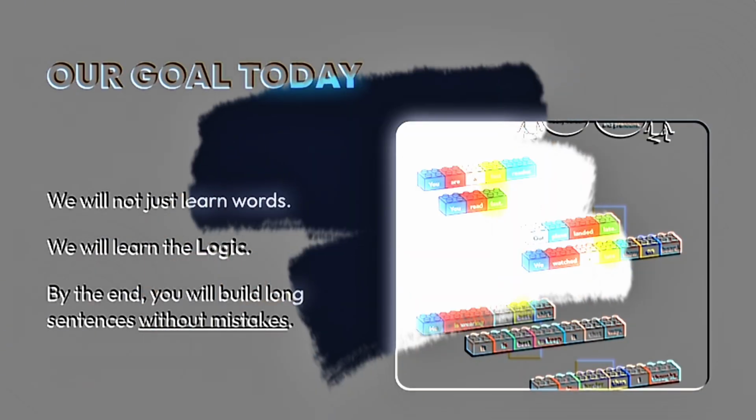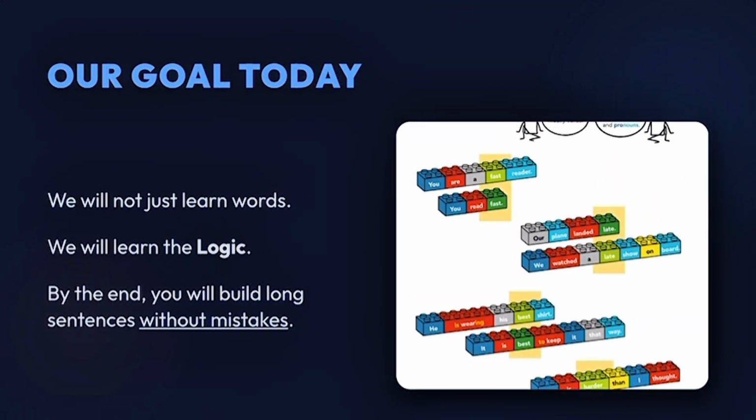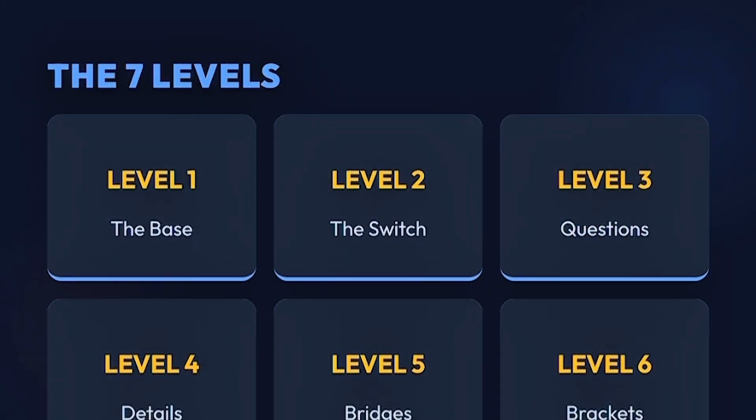Our goal for today: we will not just learn words, we will learn the logic of how to build sentences. By the end of this video, you will build long sentences without making any mistakes. We'll have 7 levels. Level 1 is the base: how to build a sentence, what the position of the words should be, where we put adjectives and adverbs. Level 2, the switch: how to switch the position of the verbs, how to change the sentence when we want to use a specific time or place.